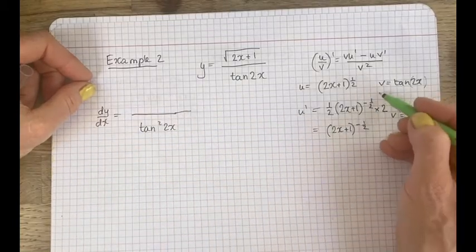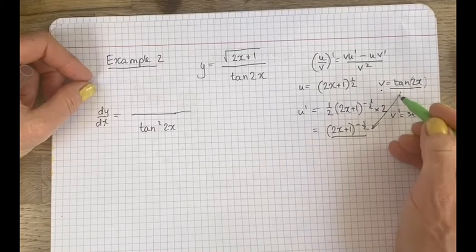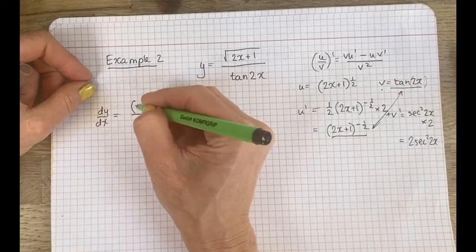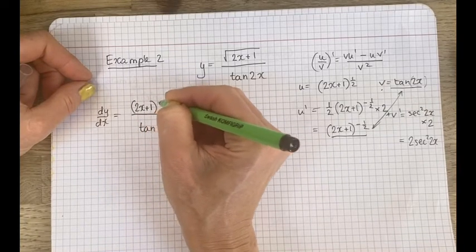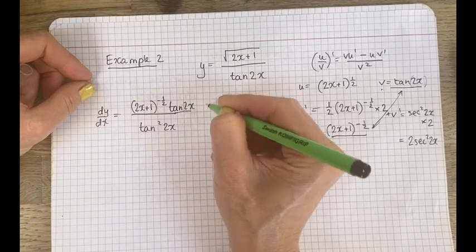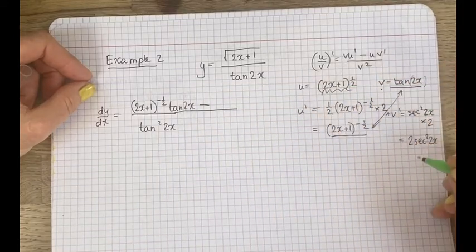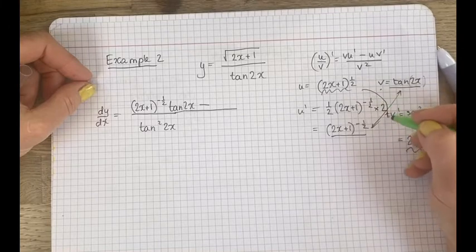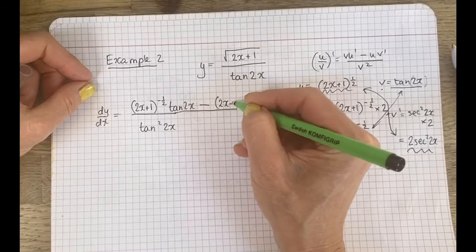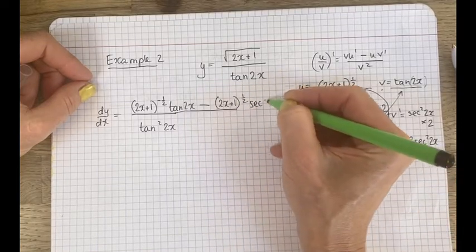And then we are going to do vu dash. So this function multiplied by that function times these two together. So let's put the bracket first, 2x plus 1 to the power minus a half multiplied by tan 2x, minus, and then let's multiply this one by this one, so these two times together. So again, let's do the bracket first, 2x plus 1 to the power of a half, and then you've got sec squared 2x.